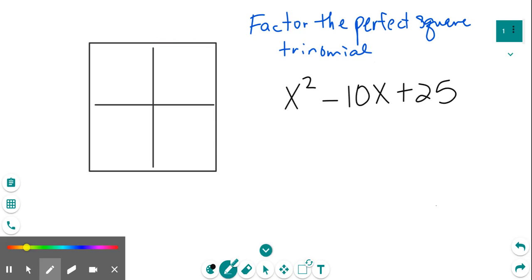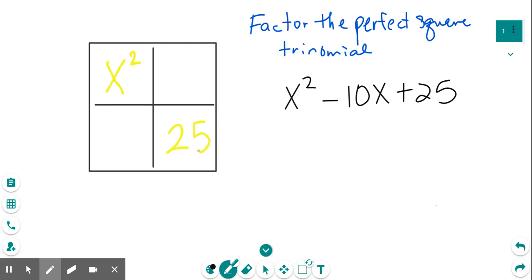All right, so here we have another example, x squared minus 10x plus 25. So I'm going to put the x squared here. I'm going to put the 25 here. Now, notice that we have a negative this time. So our x's are going to be negative. All right. Now, make sure that you break up the 25. Now, 25 is a 5 by 5 square. So I'm going to make it a 5 by 5.